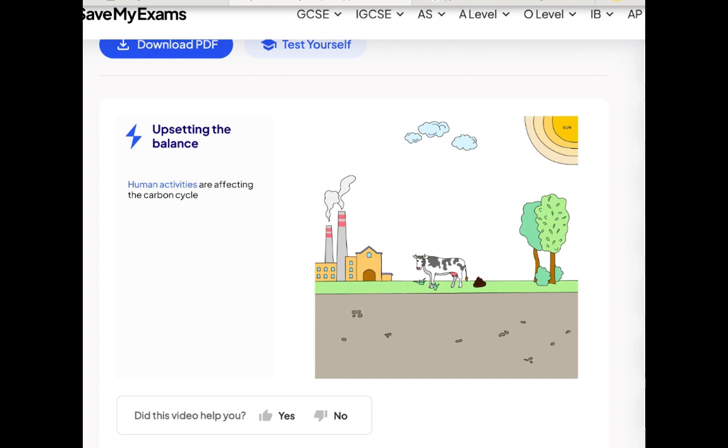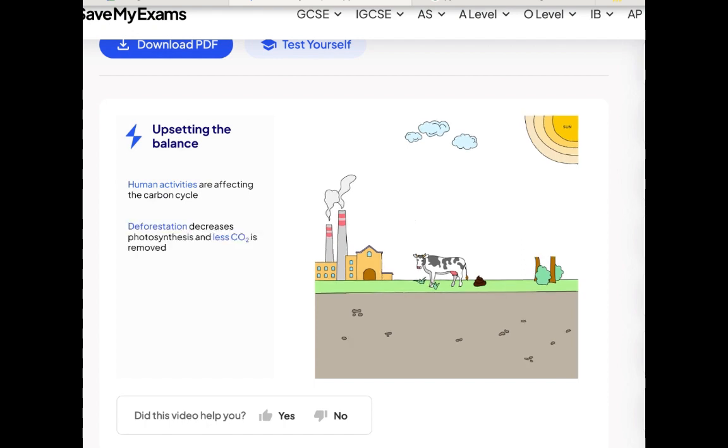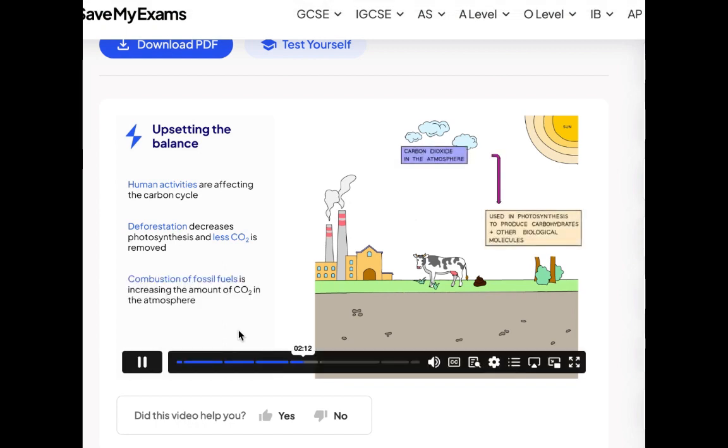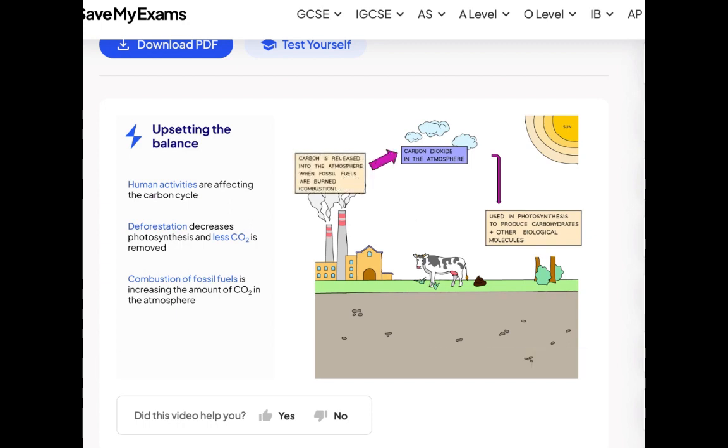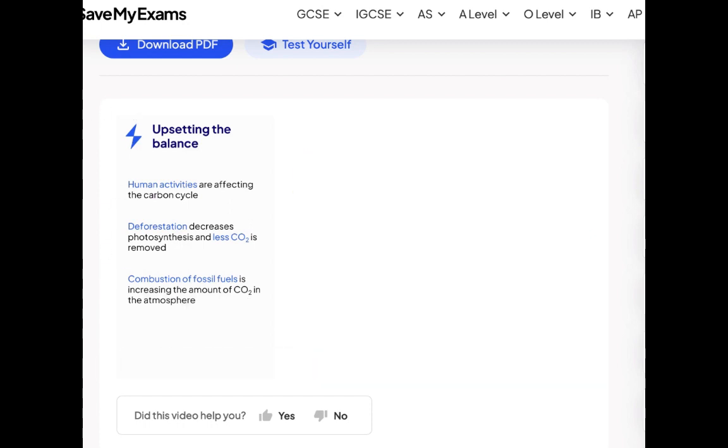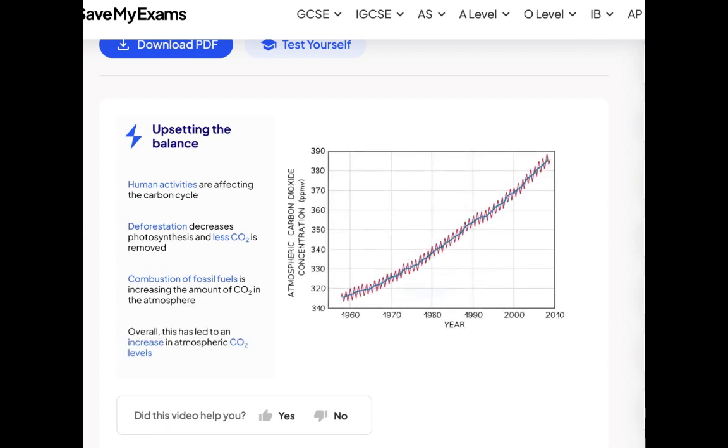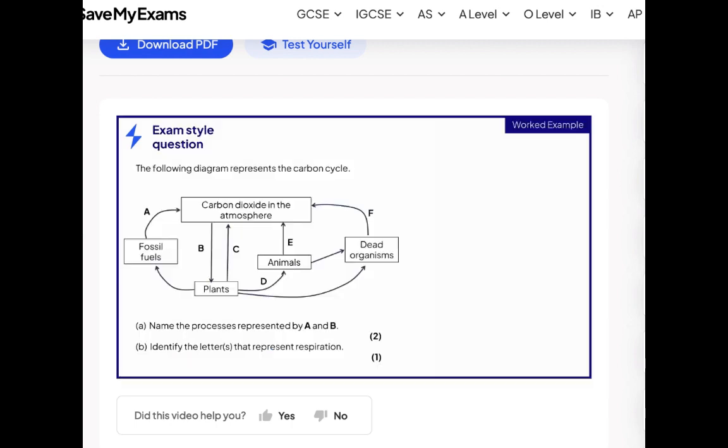Human activities are affecting the balance between the amount of carbon dioxide released into the atmosphere and the amount being removed from the atmosphere. Deforestation is removing many trees and plants, so less carbon dioxide is removed from the atmosphere. On top of this, our dependence on fossil fuels is releasing large volumes of carbon dioxide into the atmosphere. This has led to a significant increase in carbon dioxide levels in the atmosphere in recent years, which may have long-term ecological consequences. Now let's look at an exam-style question on the carbon cycle.